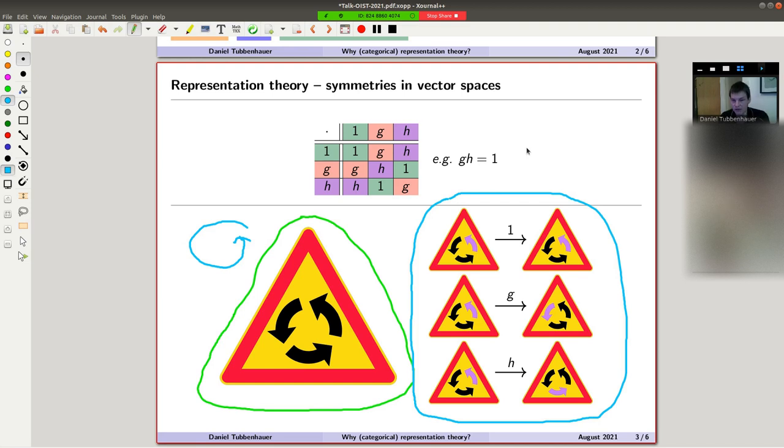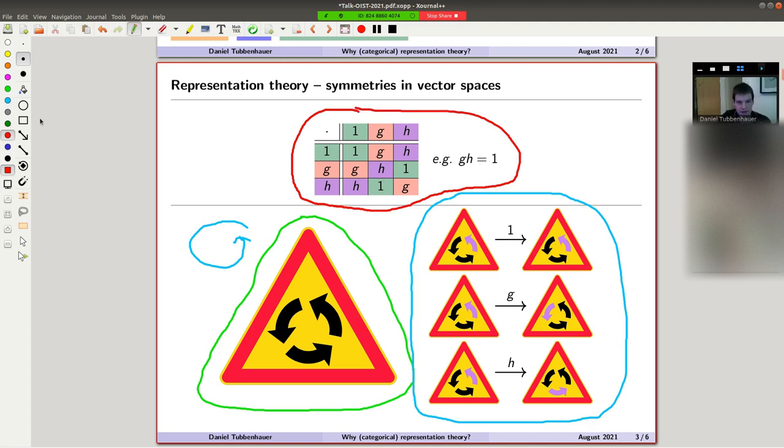I have my do nothing operation. I have a rotation G by rotating it once to the left, and I have the rotation H by rotating it twice to the left. It turns out that these operations on this speed sign form a mathematical object which people call a group. So you could write down a multiplication table here. Don't worry too much, this is basically how it looks.